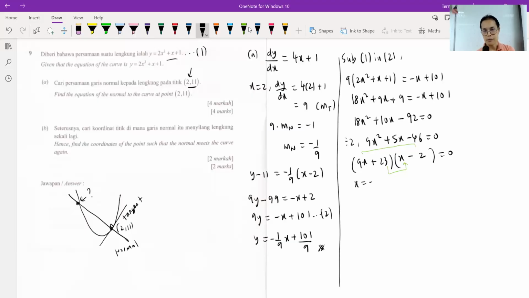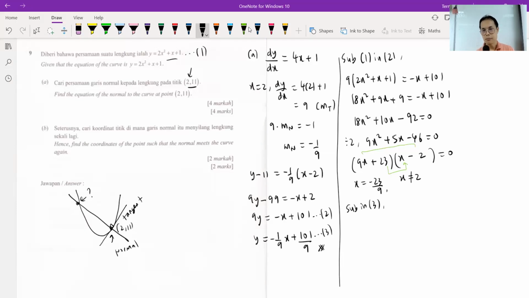My x is -23/9 or positive 2. Okay, can I take positive 2? No, because 2 is already the coordinate here. I'm taking the second point. So we ignore this, take -23/9. We need to find my y value. We can sub into any equation. Maybe I sub in, we don't even call this equation 3, doesn't matter, right?